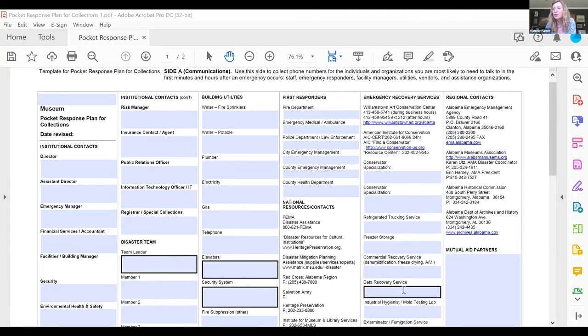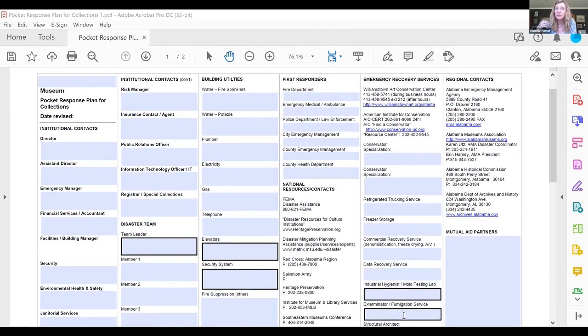A data recovery service. If all your IT systems are flooded or burnt, then what would you do with your machines? An industrial hygienist, this would be really important to know, who would do the testing to see whether it's safe for us to go back into the collection at different stages. People who do mold testing and look for any other toxins, so these would have to be a professional company.